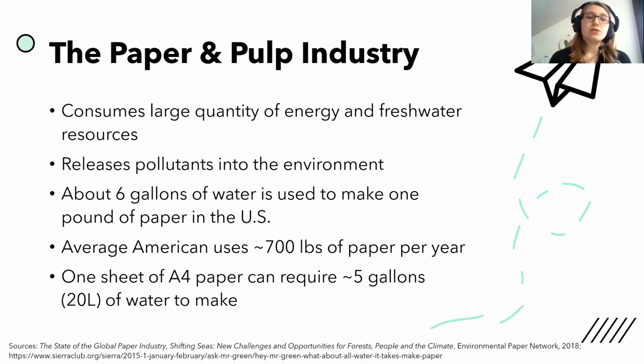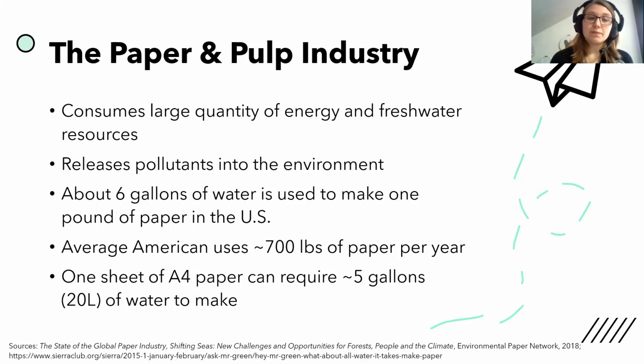So in the US, we use about 6 gallons of water to create 1 pound of paper, and the average person uses about 700 pounds of paper products per year. So that's packaging, tissues, paper towels, all types of things like that. And so there's a significant amount of water that we're allocating to the production of these paper products. And the last one there, 1 sheet of A4 paper can require about 5 gallons of water to make. So that's an extreme. A lot of different paper products are requiring large quantities of water to produce.